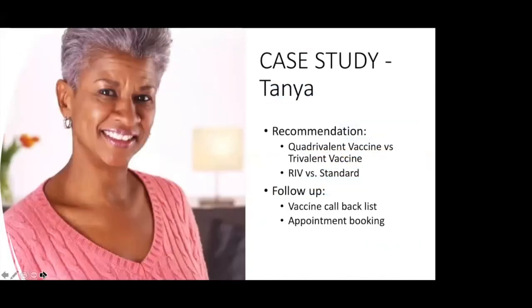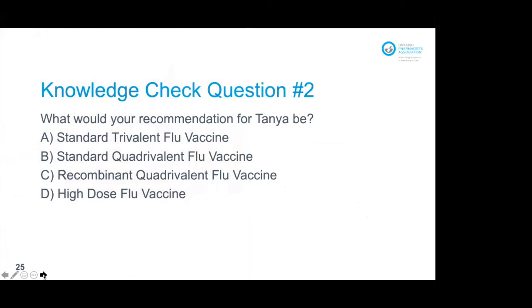So knowing all that, when we look at our case study of Tanya, we know she was 58 years old. We know that she had a number of different comorbidities. What would we want to recommend to her? What would we want to do next for her? We have a couple of different considerations to make. Do we go with quadrivalent vaccine versus a trivalent vaccine? Once we decide on that, do we want to go to a recombinant influenza vaccine versus the standard quadrivalent vaccine? What do you feel you would be comfortable recommending for Tanya? And again, it's taking a look at what you feel, based on what you know about Tanya, would be your recommendation.